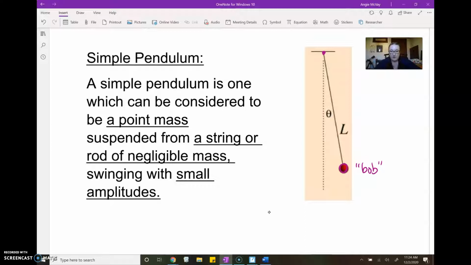And then it'll be swinging with small amplitudes. By small amplitudes, I mean theta, the angle measured relative to the vertical that the bob is displaced by, has to be less than or equal to 30 degrees for this to be considered a simple pendulum.